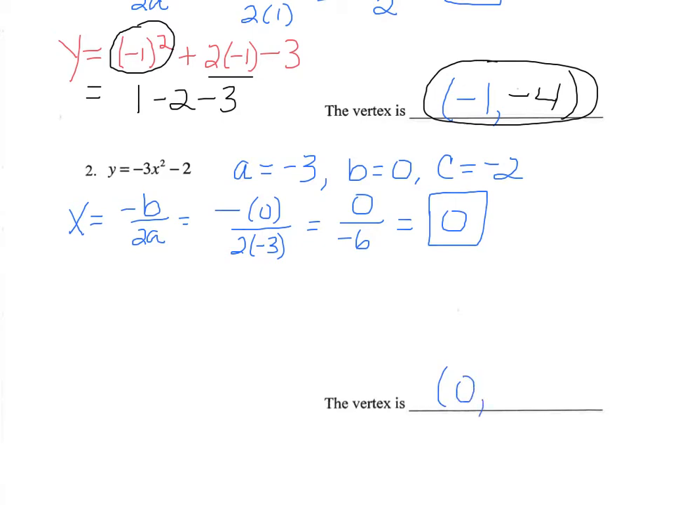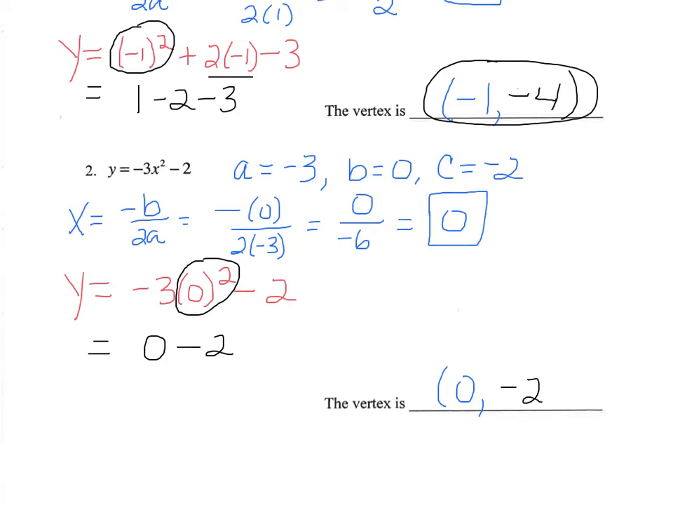Now let's figure out what the something is. I need to plug 0 back into my original equation. So y is going to be equal to negative 3 times 0 squared minus 2. Order of operations tells you to do exponents first. 0 squared is 0. Negative 3 times 0 is still 0. So I have 0 minus 2, which simplifies to negative 2. So the vertex is the coordinate point 0, negative 2.